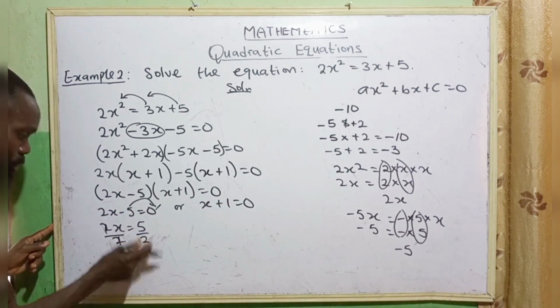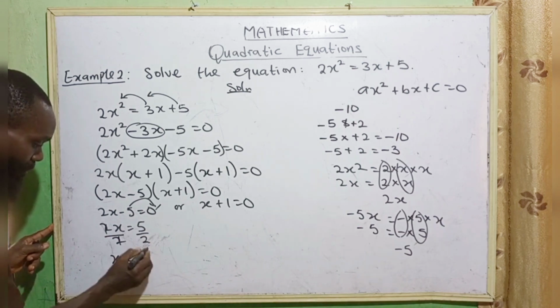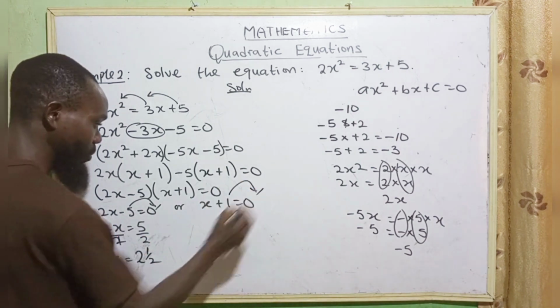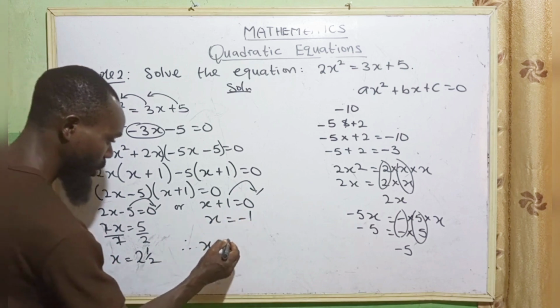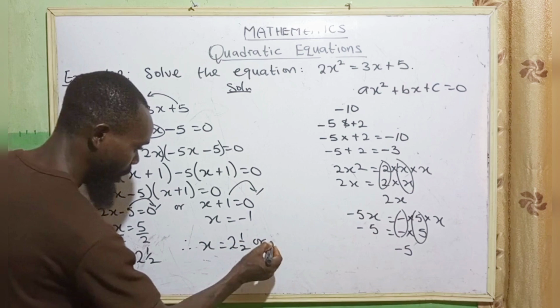So x equals to 2 goes in 5. We have 2 whole number, 1 over 2. Take this way. We have x equals to minus 1. Therefore, x is equals to 2 whole number, 1 over 2, or minus 1.